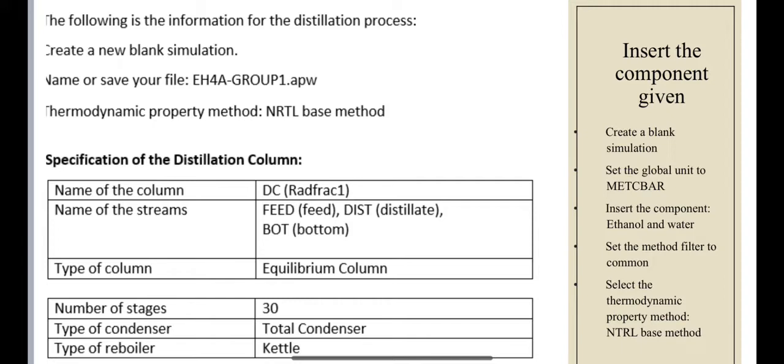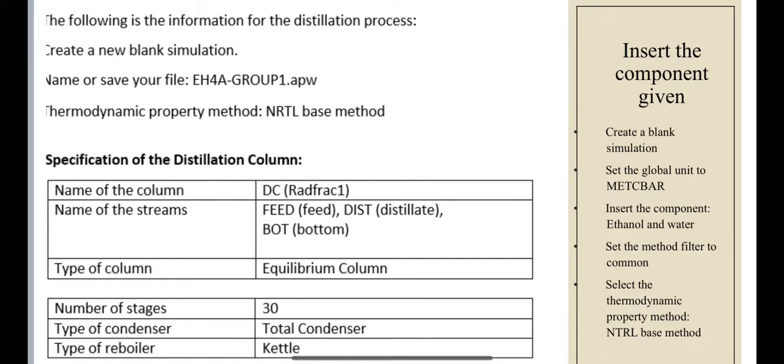First, we have to create a blank simulation. Next, we have to set the global unit to metric bar. The third one, we have to insert the component which is ethanol and water. The fourth one, we have to set the method filter to common. And the fifth one, we have to select the thermodynamic property method to NRTL based method. The specification of the distillation column can be shown from table 1 and table 2 here.